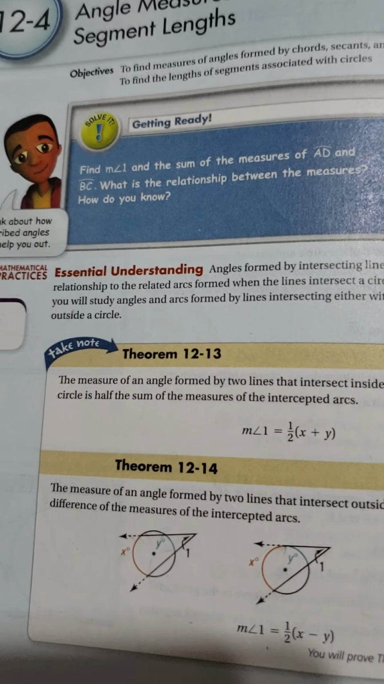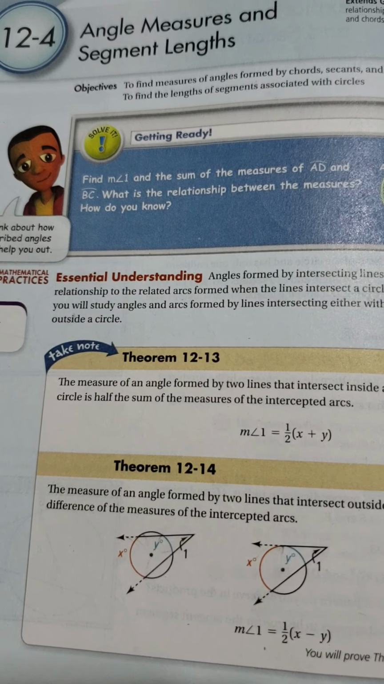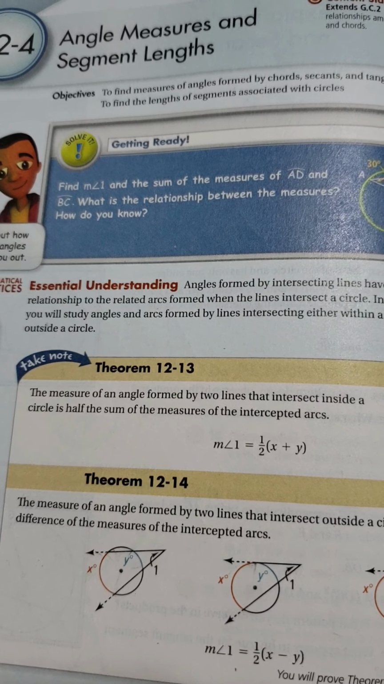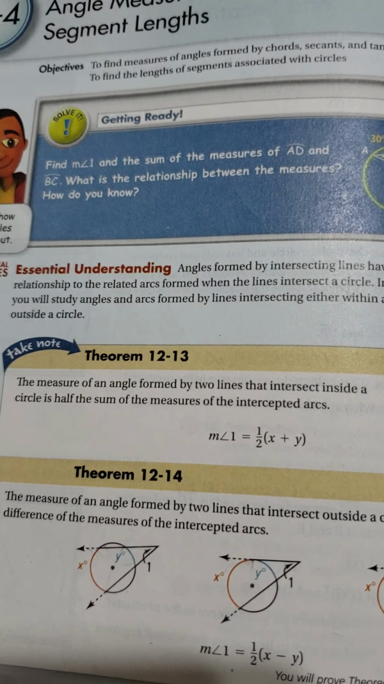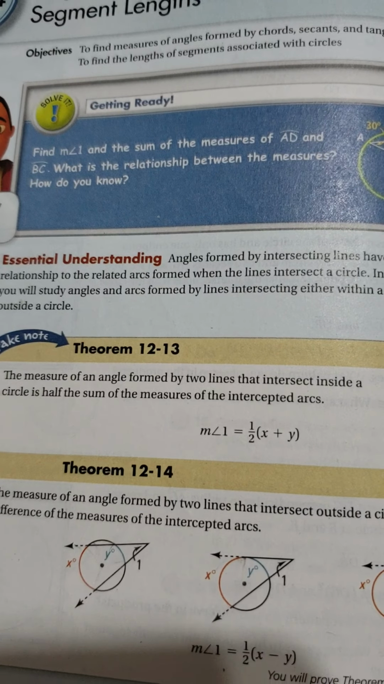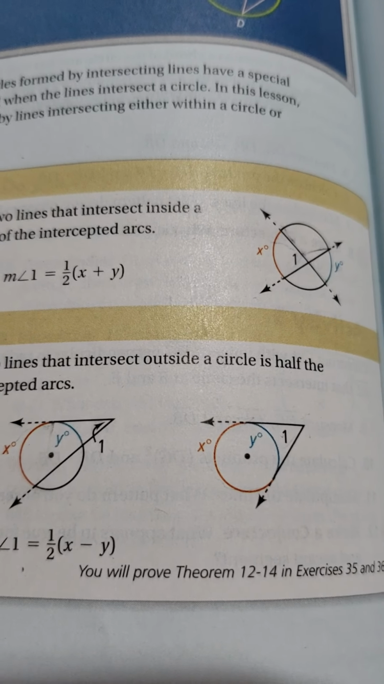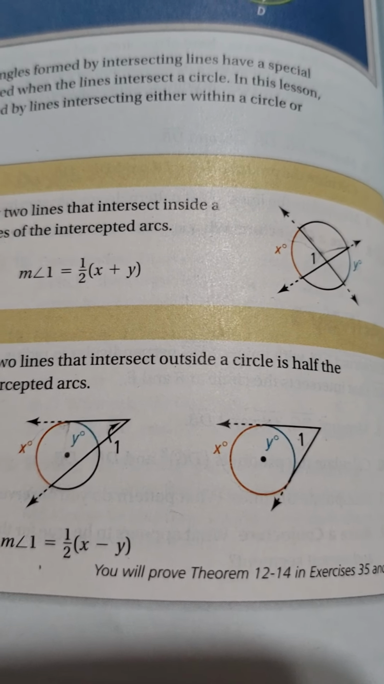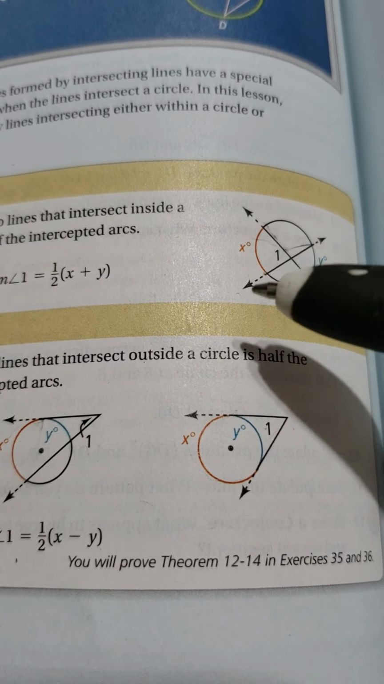Okay, we will continue with lesson 12.4, angle measurement and segment length. Now, all are segments that are inside of a circle or are tangent to a circle and make an angle in one part. The first relation is that we have two lines that intersect in the center of the circle. They intersect and make the angle 1.